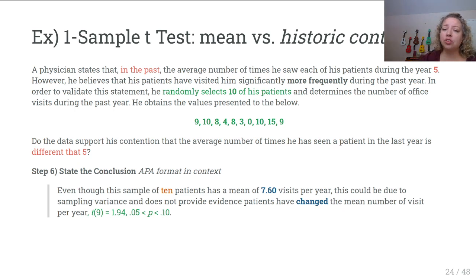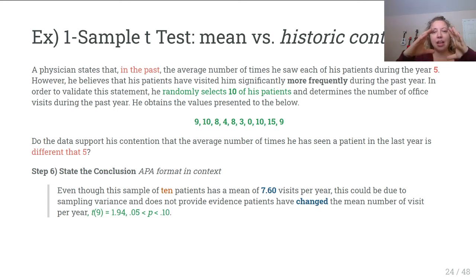So our conclusion, this is one way we could write it. Again, there are multiple ways. Here's one wording. We could say, even though our sample of 10 patients had a mean of 7.6 visits per year, this could be due to sampling variation and does not provide evidence that patients have changed the mean number of visits per year. And then at the end, we put our t statistic and our p-value.